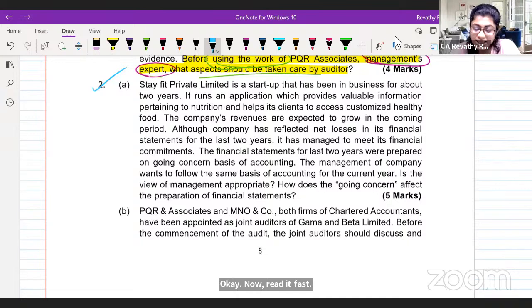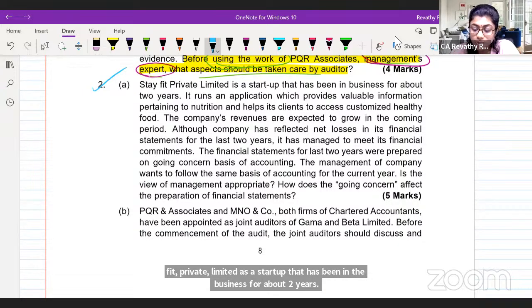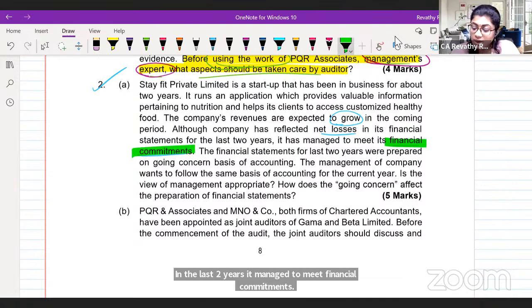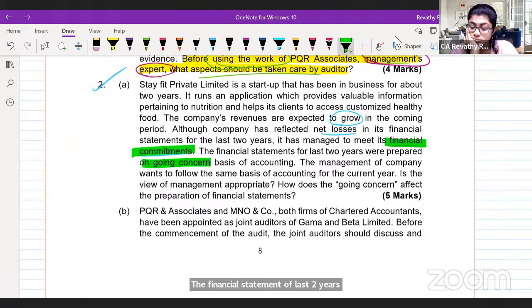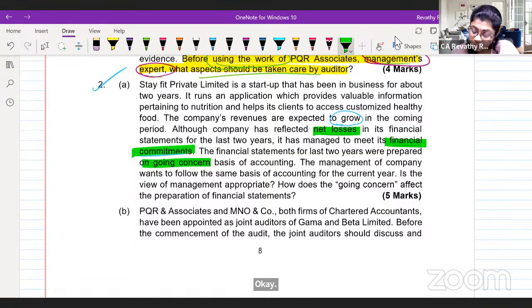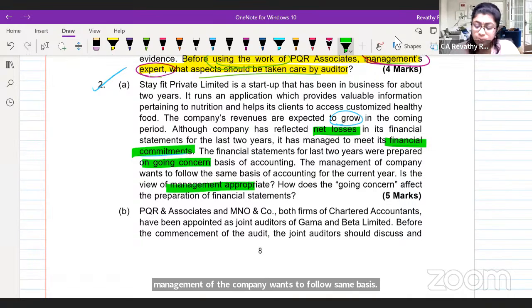Stay Fit Private Limited is a startup that has been in the business for about 2 years. It runs an application which provides valuable information pertaining to nutrition, and it helps clients access customized healthy food. Everything is now AI. The company's revenue is expected to grow in the coming period. Although the company reflected a net loss in the financial statements in the last 2 years, it managed to meet its financial commitments. The financial statements of the last 2 years were prepared on a going concern basis. The management of the company wants to follow the same basis. Is the view of management proper?